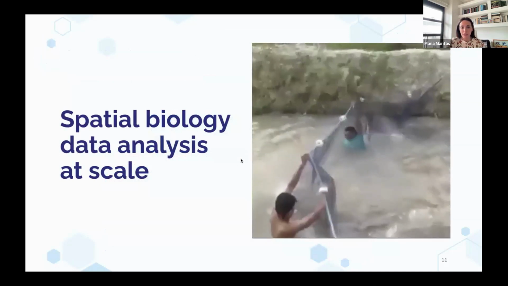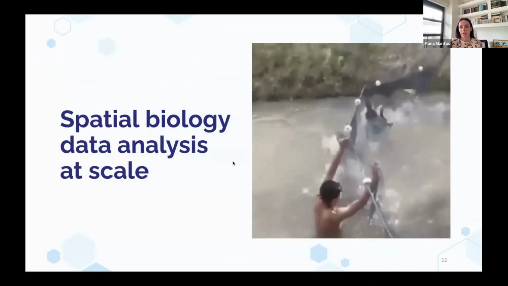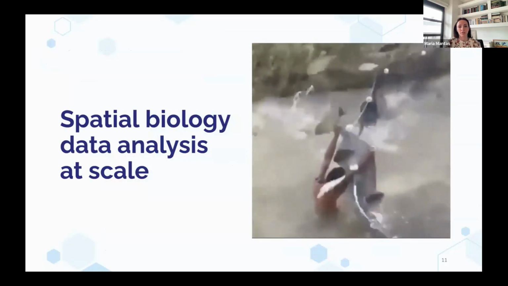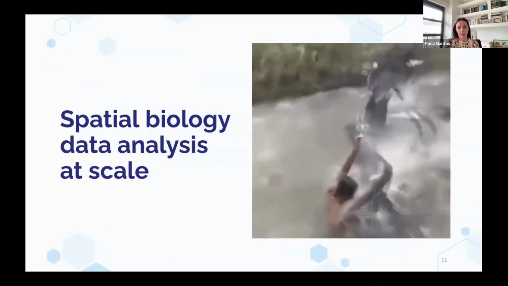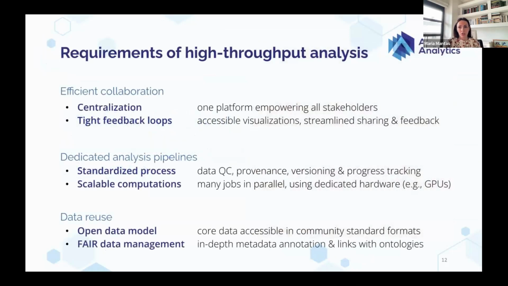So given that this talk is for the European Cooperation in Science and Technology, I thought it would be fit to talk a little bit about spatial biology data analysis at scale. So we all know that for these large collaborations to work, we need several things in place. First of all, we need efficient collaboration, often via a centralized repo with tight feedback loops for data analysis, sharing of data, and also feedback.